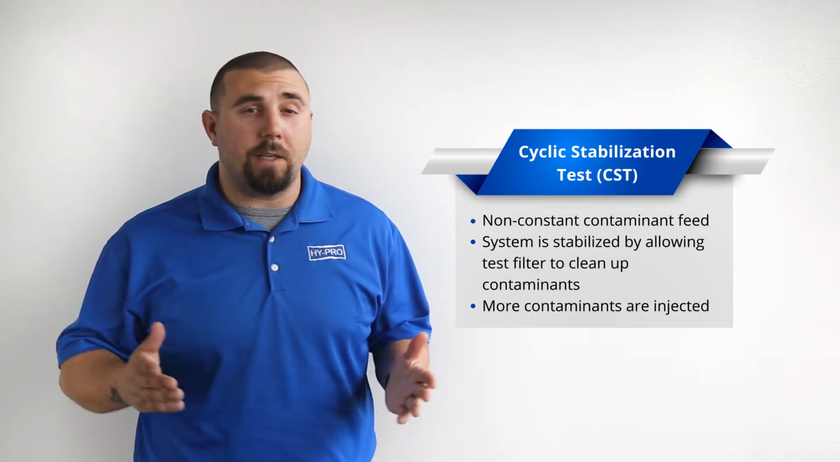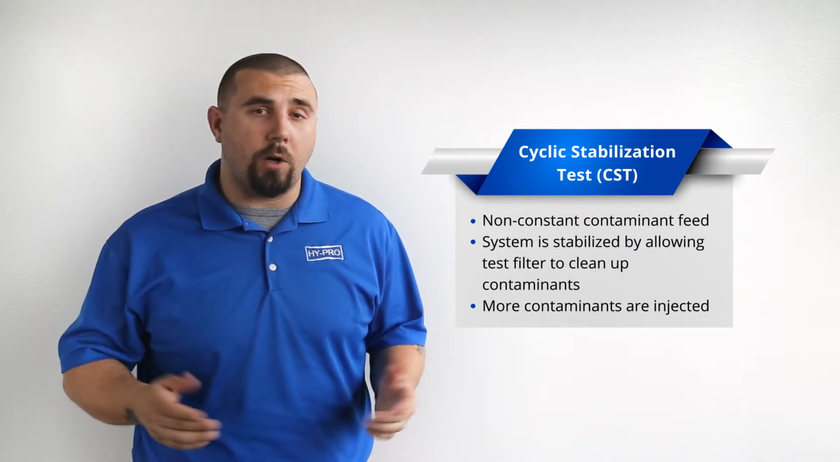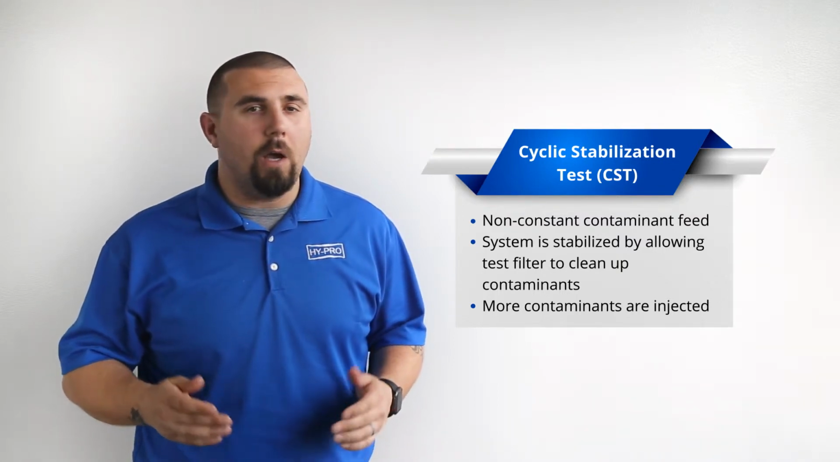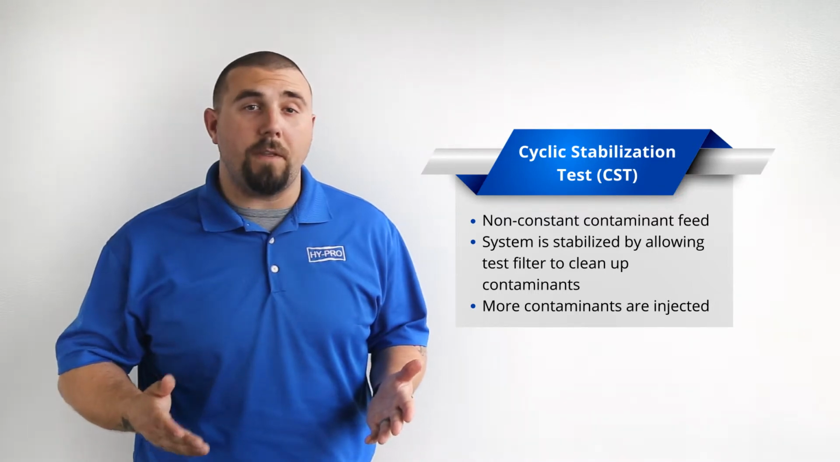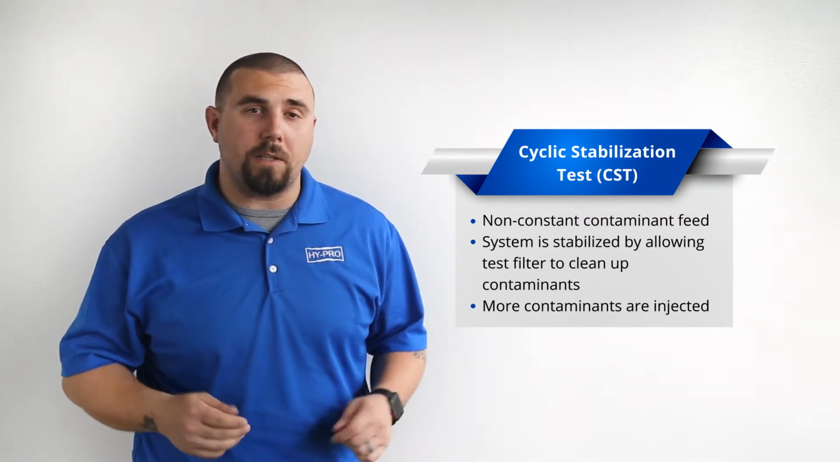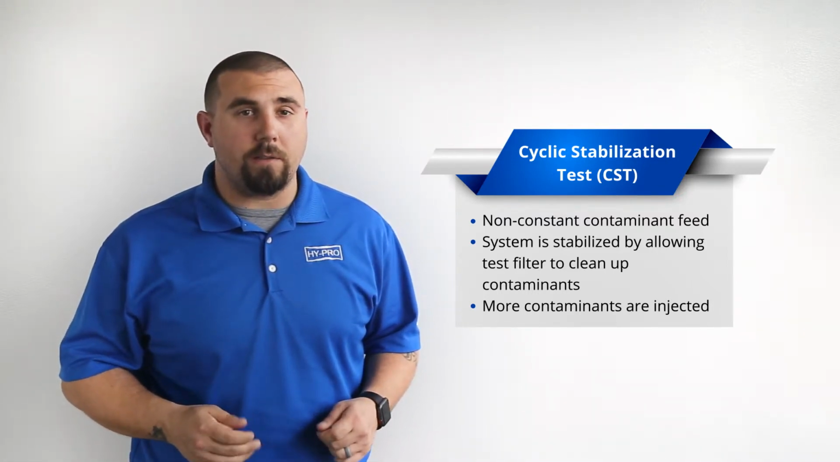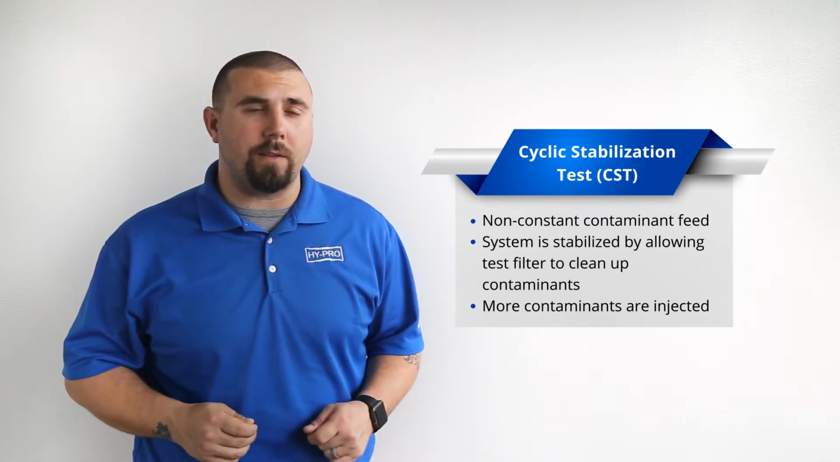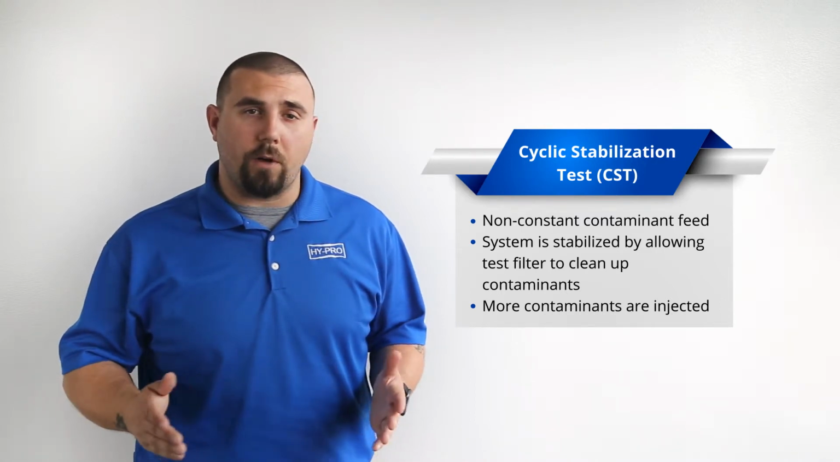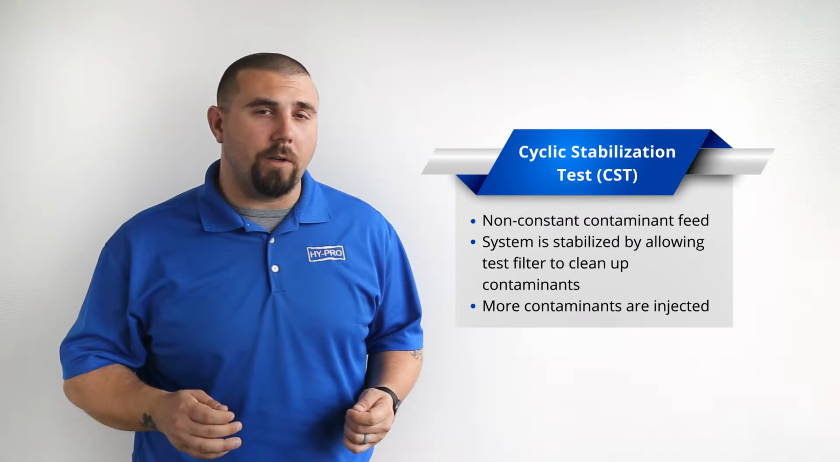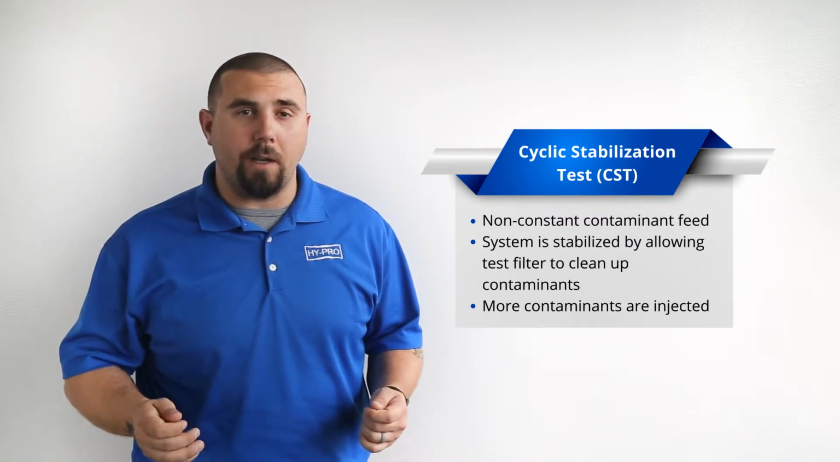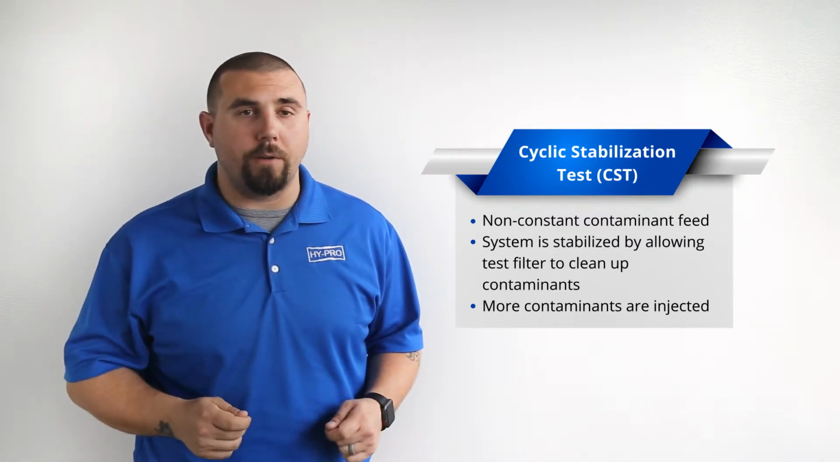CST has a non-constant contaminant feed and utilizes an on and off method of contaminant injection, which means contaminants are injected and then the system is stabilized by allowing the test filter to clean up those contaminants. Then more contaminants are injected. More notable differences are when particle counting is started, how often counts are taken, and which particles are actually monitored.